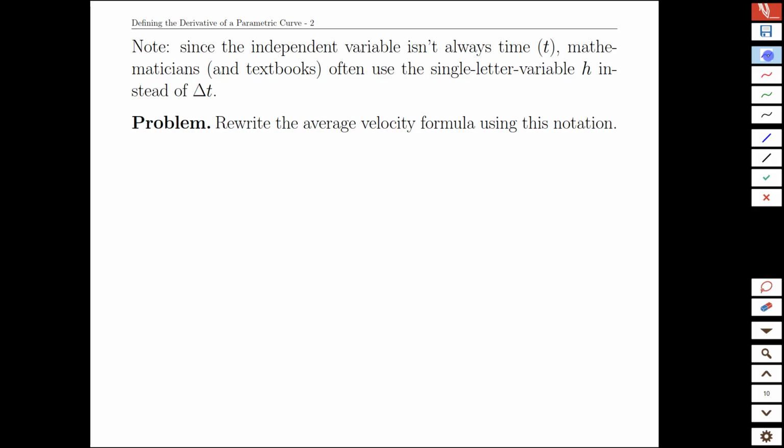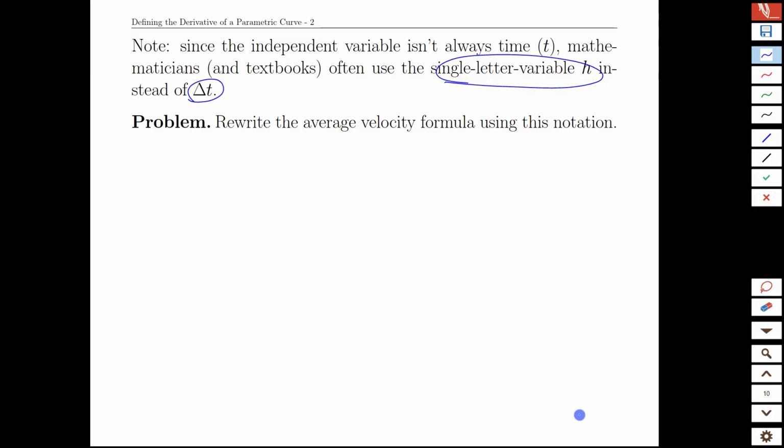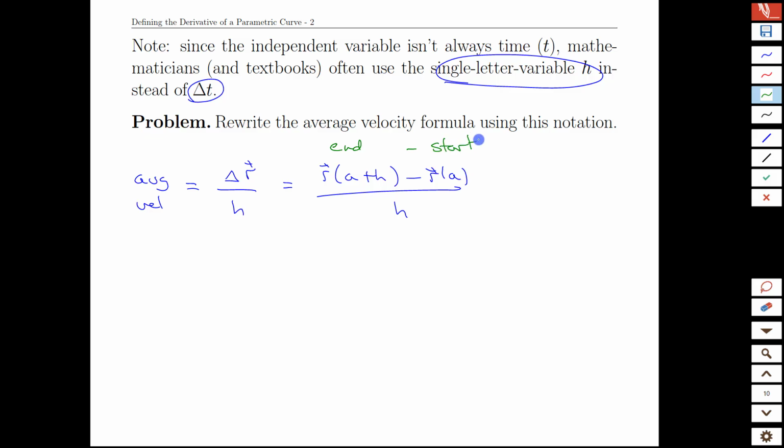Now to keep things general, what you'll often see in textbooks is that instead of delta t, we use delta h. So in this case, we represent the average velocity as the change in position as a vector over the value h, or we would write it as the position at a plus h, the end, minus the position at the start, divided by h. That doesn't change any of the nature of anything in our calculations.